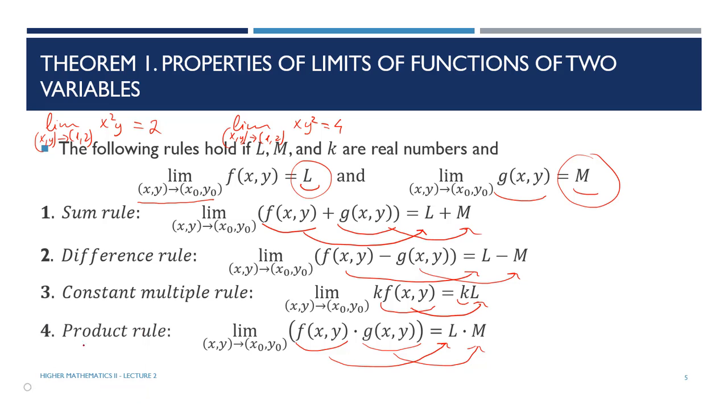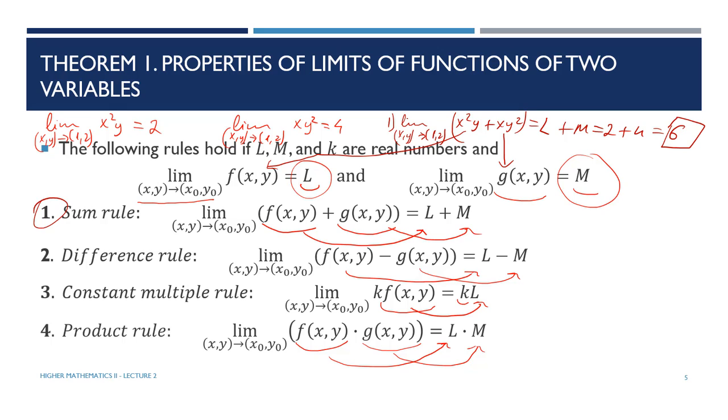Now we can calculate some rules. The first rule is the sum rule. The limit when xy tends to 1 and 2, and the functions are x squared y plus xy squared. So x squared y is f of xy, and xy squared is g of xy. According to the sum rule, I have to write L plus M, which in my case is 2 plus 4, and it will be 6. Now I have calculated it. It can be done for all other rules.